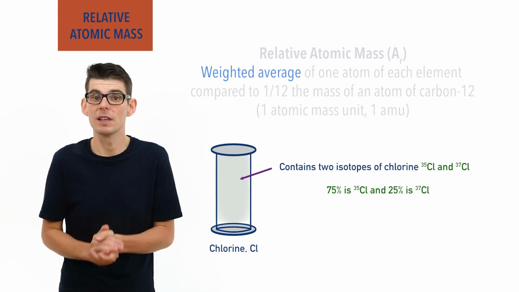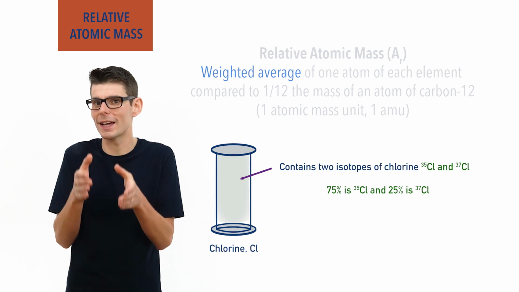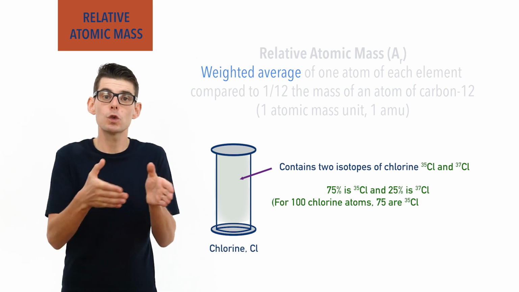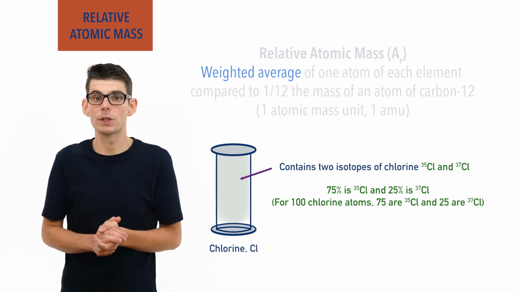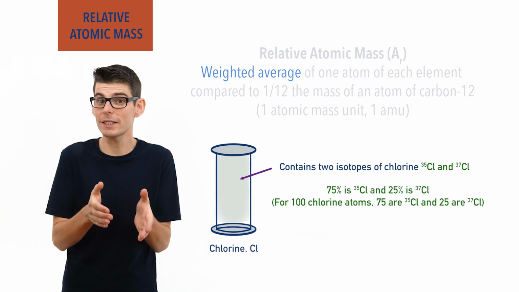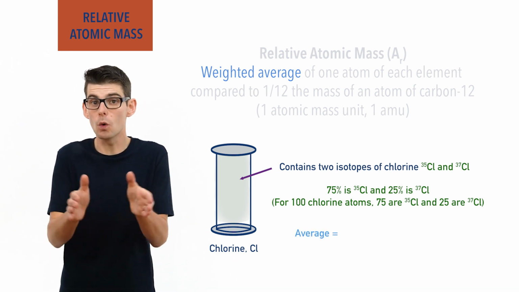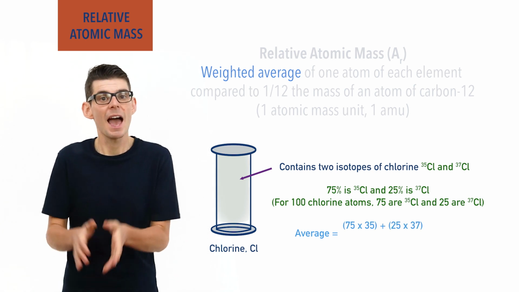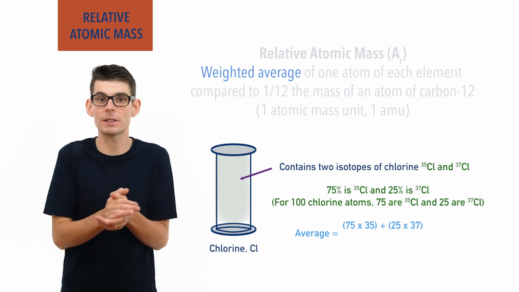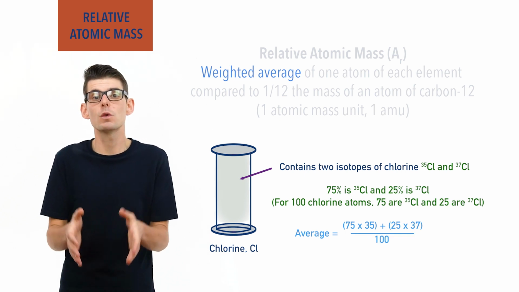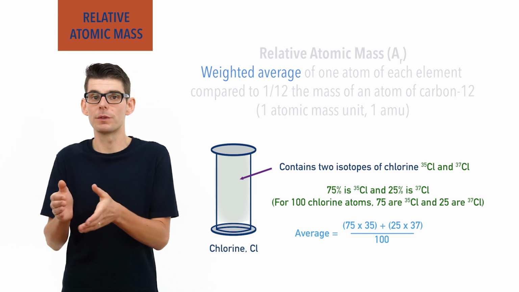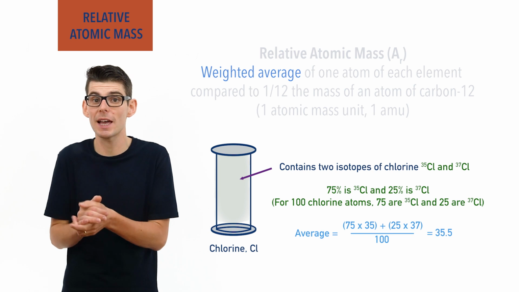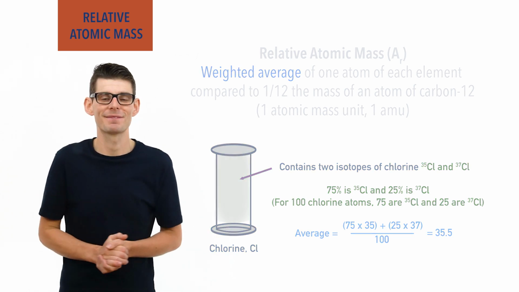Another way of thinking of this is that for every 100 chlorine atoms in a sample, 75 of them will be the 35 isotope and 25 of them will be the 37 isotope. To find the average mass of one atom then, you can find the total masses of all the atoms present, 75 times 35 plus 25 times 37, and then divide by the total number of all atoms, 100. This gives you a weighted average of 35.5. It's weighted because we have taken both of the different isotopes into account and their percentage abundances.